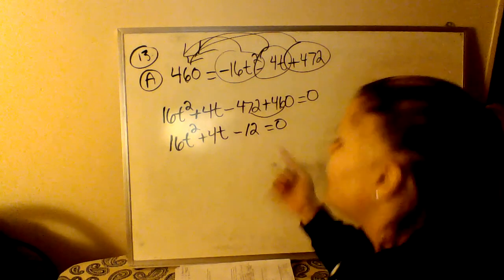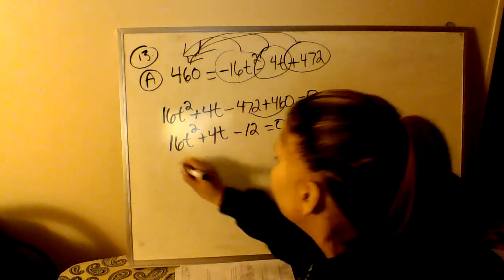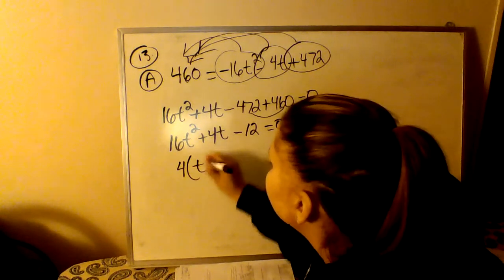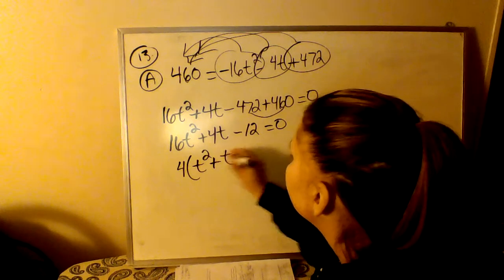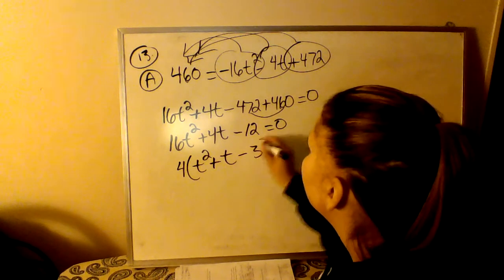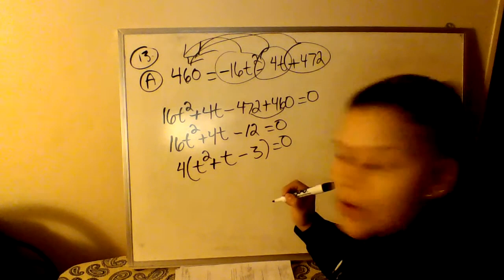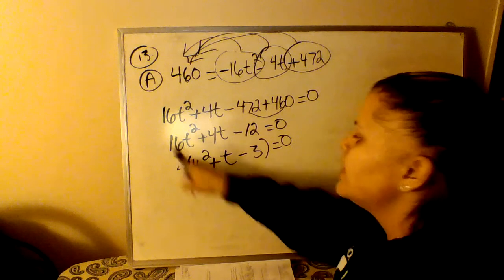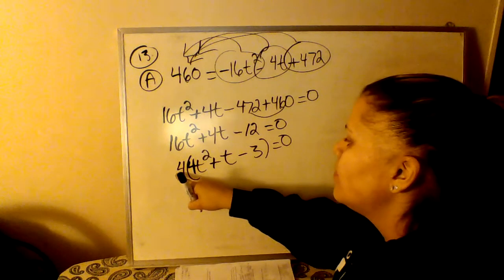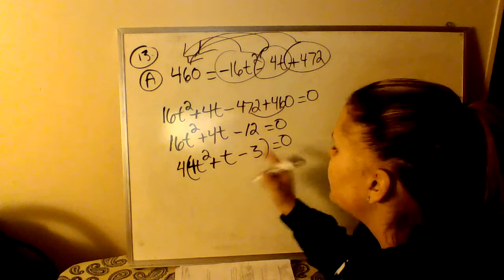So now I have to see if I can factor anything out. I look through these and it looks like I have 4 in common. So I pull out a 4 and leave my leftovers. Oh, actually, no, 4t squared, because the 16 is divided by 4, which gives 4. So that's 4t squared plus t minus 3.